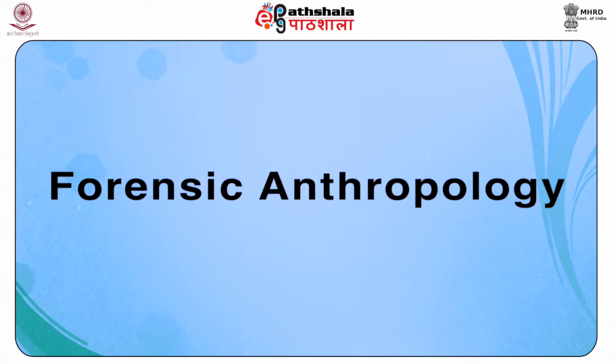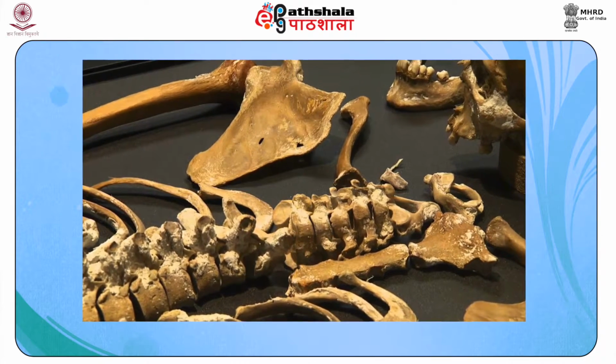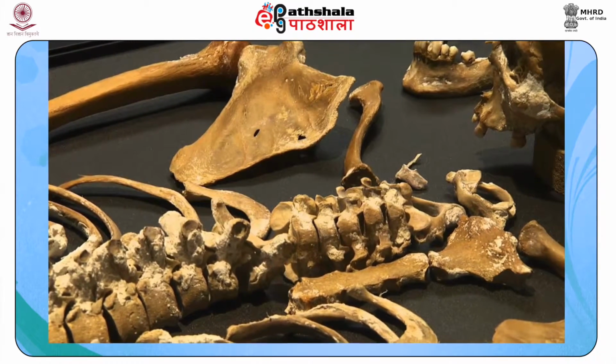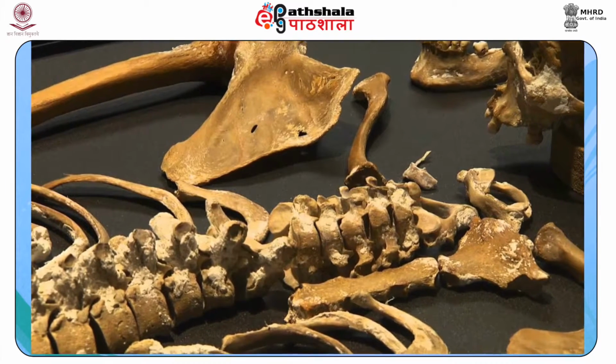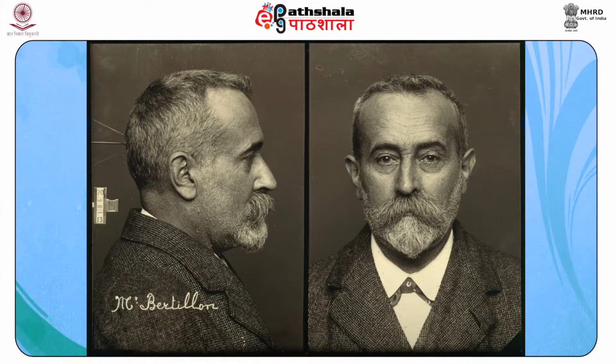Next is forensic anthropology. This branch of science is related to personal identification based on bodily remains, and its practitioners are known as physical anthropologists who are interested in handling forensic problems. A pioneer in this field, Alphonse Bertillon was a French police officer who put to use the anthropological techniques of anthropometry in law enforcement, creating an identification system based solely on physical measurements.